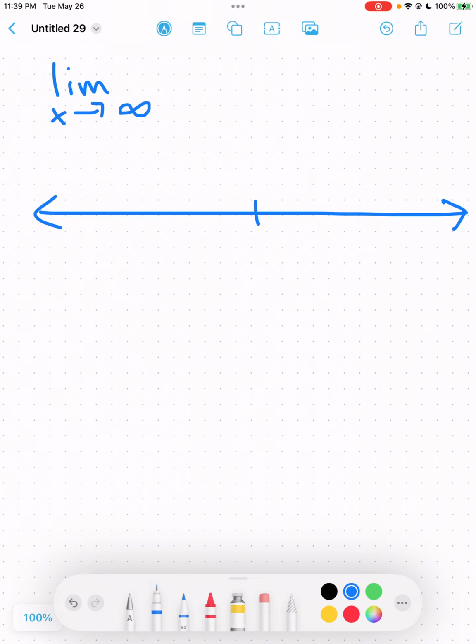if this is 0 and this is 1, this is 2, this is 3, etc. This is infinity in the positive direction. And then if this is -1, -2, -3, so on and so forth, this is negative infinity. Infinity in the negative direction. So this is positive infinity. X is to positive infinity.